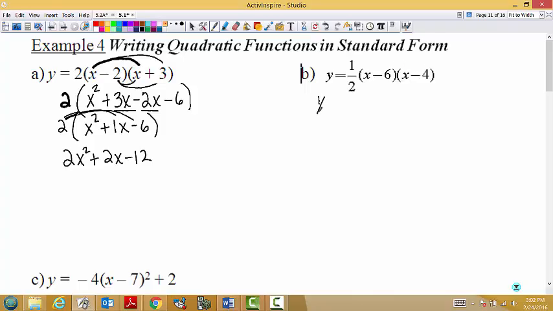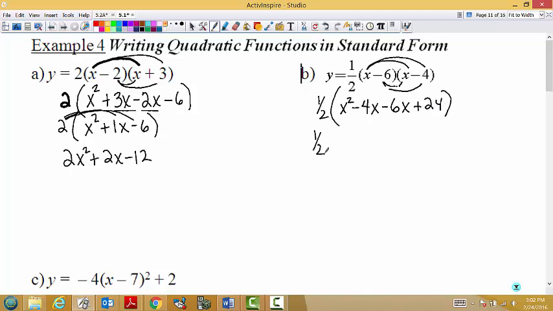I'm going to just leave the 1/2. Just leave it out there. X times x is x squared. X times negative 4 is negative 4x. Negative 6 times x is negative 6x. Negative 6 times a negative 4. A negative times a negative is a positive. 6 times 4 is 24.